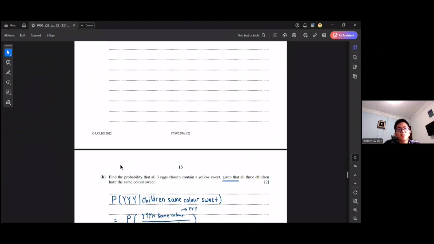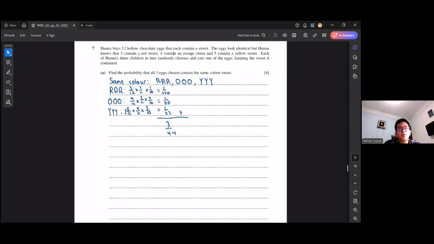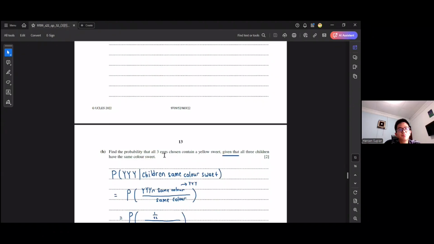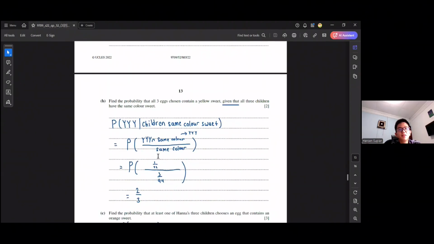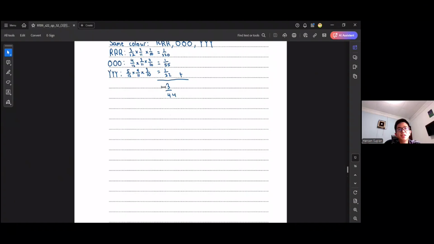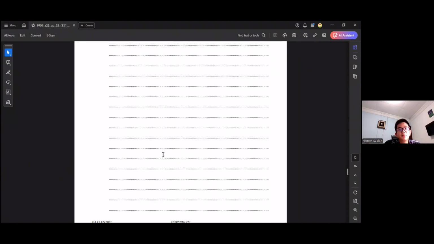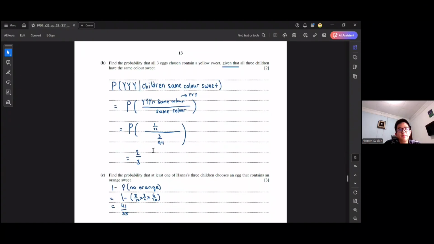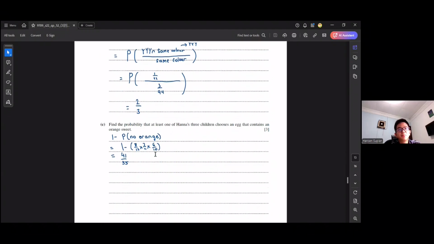YYY and same color is over here, because YYY and same color is technically just YYY, right? So we already found that it's 1 over 22. And then the same color we found already, it's 3 over 44 here. So if we calculate it, it will become 2 over 3.